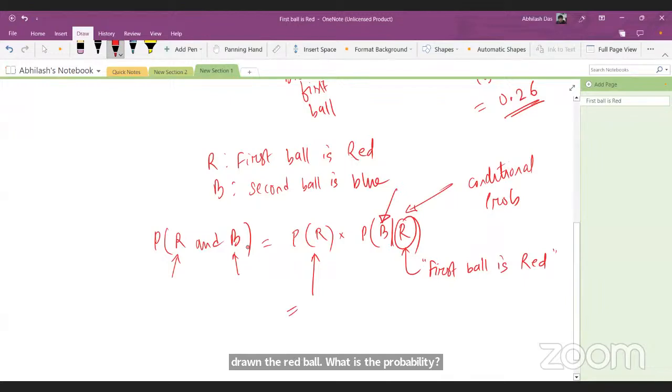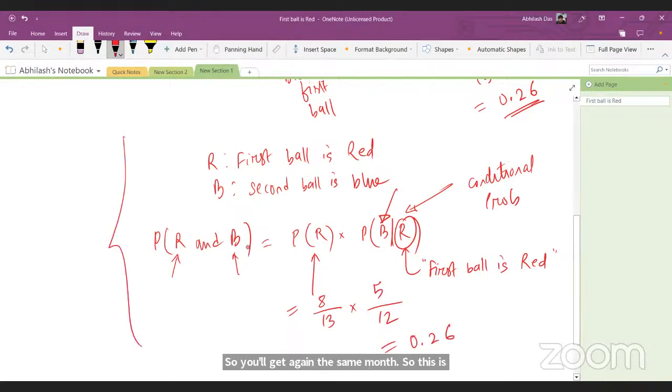So what will this be? It will be 8 by 13 for drawing the first red ball, and now I have 12 balls left, and out of these, how many are blue? 5. So you will get the same answer again. So this is another method of doing this question. Okay, let's go to the next question.